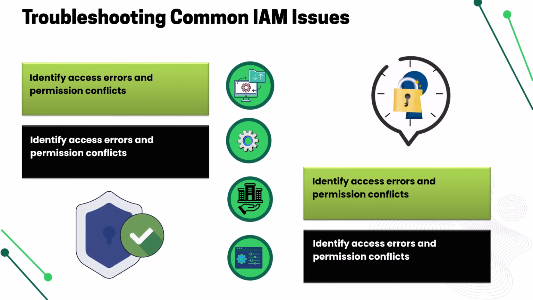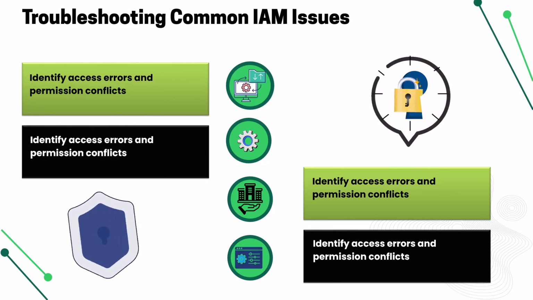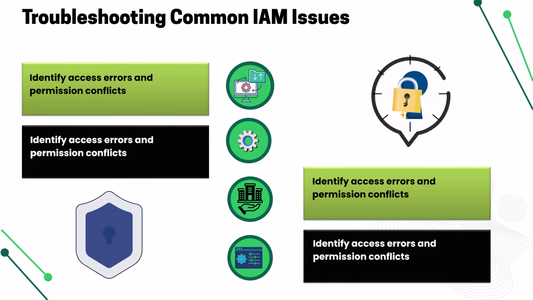IAM issues can be frustrating, but they usually boil down to misconfigured permissions or authentication hiccups. Just like troubleshooting tech problems, sometimes you need to check the basics first. If a user can't access something, it's likely due to missing permissions or MFA issues. A little patience and a structured approach go a long way.